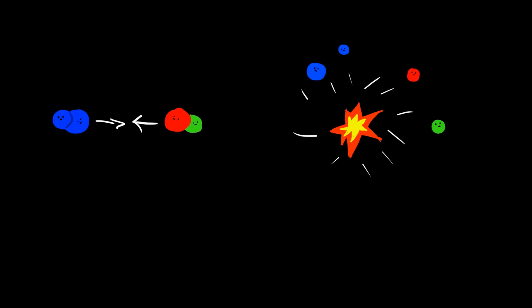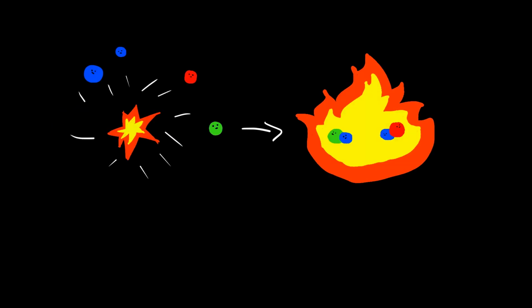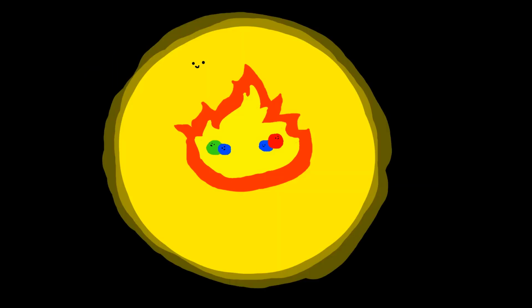An atomic collision occurs, which takes apart atoms. The collision changes the atomic structure of atoms, causing them to release a huge amount of energy, which makes stars hot and bright and keeps them alive.